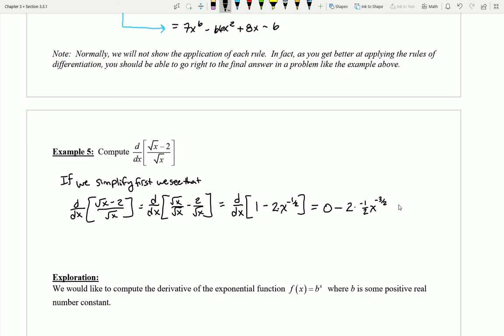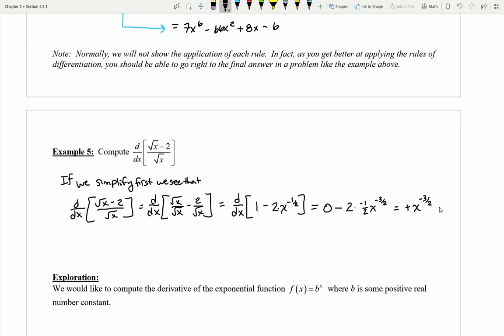So in total, I can see here that what I would be left with is, let's see, these negatives are going to multiply together to make a positive, and the 2's are going to cancel, so I think I would just be left with a positive x to the negative 3/2. And this would be a perfectly acceptable way to write your answer.